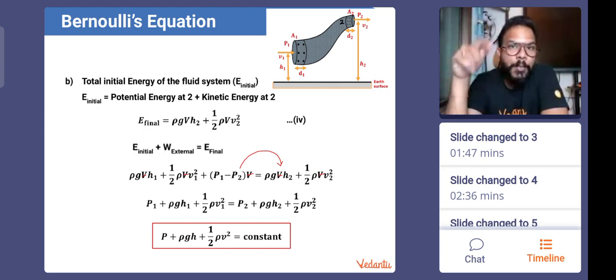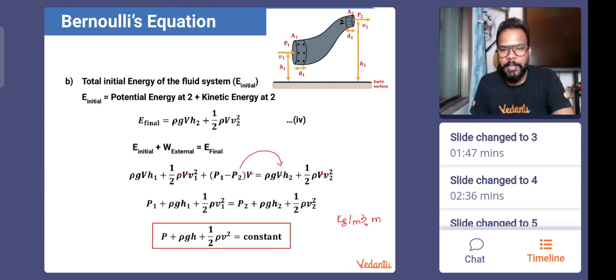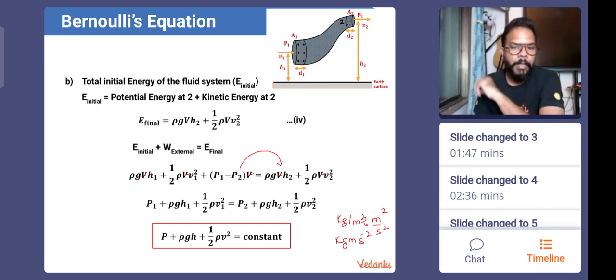Okay, rho GH is potential energy per unit volume. Why is it per unit volume? Because if you find out the dimensions of it, you will get joule per meter cube. Similarly, half rho V square: you know that density is mass per unit volume, so this is basically kg per meter cube already, and multiplied by velocity squared, that is meter square per second square. When you simplify this, it comes out to be kg per meter per second square. Okay, everyone, getting the point here?